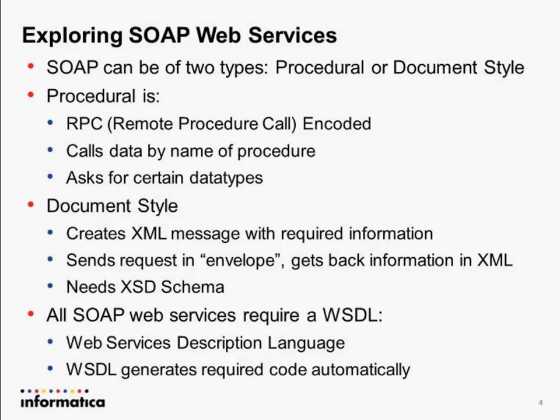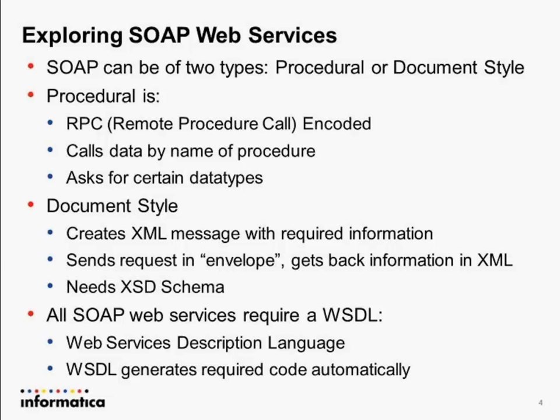Now, let's dive into SOAP web services and what they consist of. So essentially, they can be of two types. They can be either procedural or they can be document style. Now, a procedural style is where you have a remote procedure call encoded, whereby you can call the kind of data you need by the name of the procedure. And in a procedural call, you generally ask for a certain data type that you want to use within the integration workflow. A document style SOAP web service is a little bit more complex.